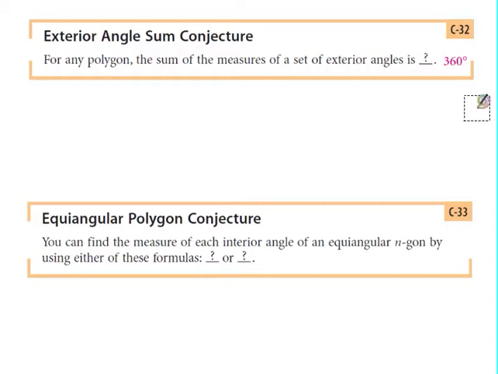You can find the measure of each interior angle of an equiangular n-gon by using either of these formulas. Here you go: 180 degrees minus 360 divided by n, or 180 degrees times n minus 2, all divided by n.